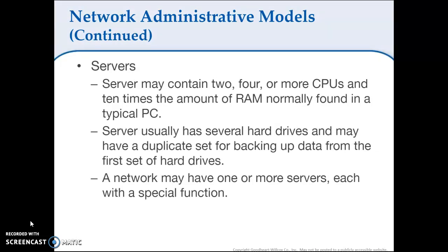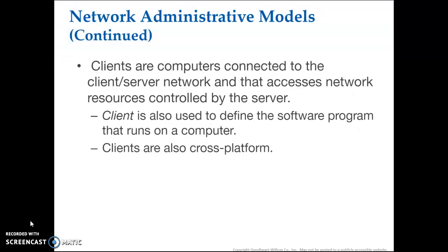Now, a server may contain 2, 4, or more CPUs and 10 times the amount of RAM normally found in a typical PC. Much bigger, more powerful unit. Servers usually have several hard drives and may have a duplicate set for backing up data from the first set of hard drives, and a network may have 1 or more servers, each having a special function. So you can kind of see now how these networks can become very, very complex with servers and nodes.